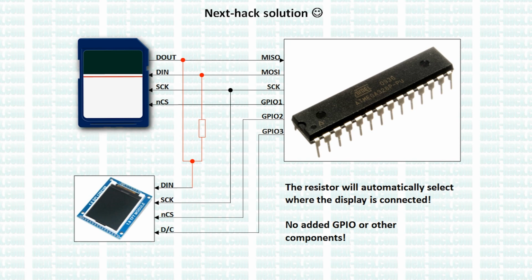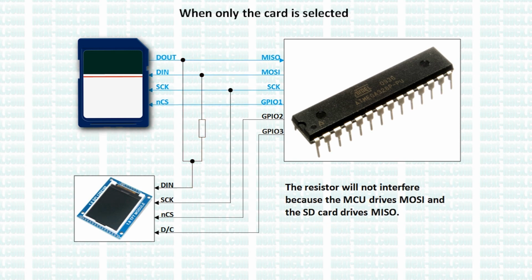Let's suppose for a moment that we are working on a 3.3 volt system. In this way, no level translation is necessary. When only the SD card is selected, the SD is directly connected to the CPU. The resistor does not interfere, because the logic level on MISO is forced by the SD card, and the logic level on MOSI is forced by the CPU. If these two levels are different, a current will flow from one line to the other. But if the resistor value is large enough, the current will be small enough not to create any problem.